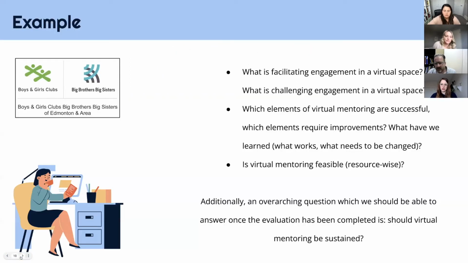So let me give you some examples of questions. These are real questions that our Big Brothers Big Sisters group came up with as their evaluation questions, related to the purpose statement they came up with. Their questions are: what is facilitating engagement in a virtual space, and what is challenging engagement in a virtual space? Which elements of virtual mentoring are successful, which require improvements, and what have we learned? And finally, is virtual mentoring feasible in terms of resources? So this is where they went with their questions in terms of drawing them back to their purpose.